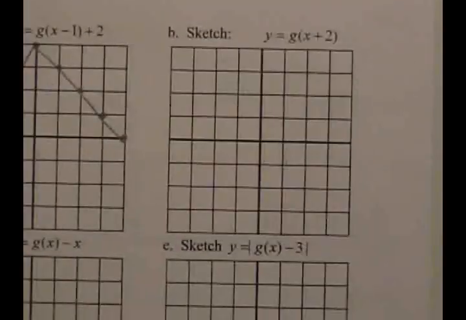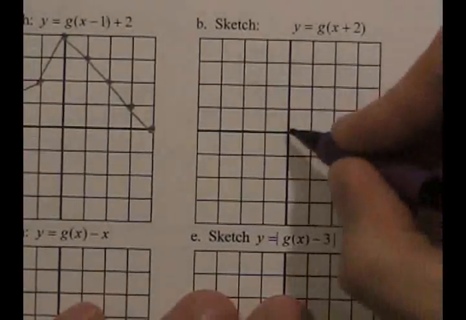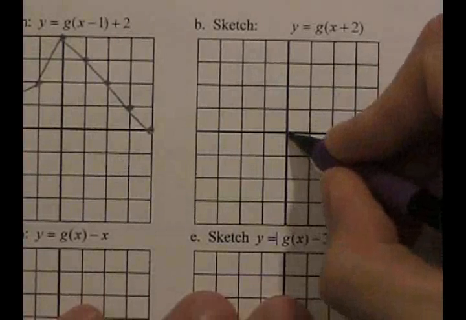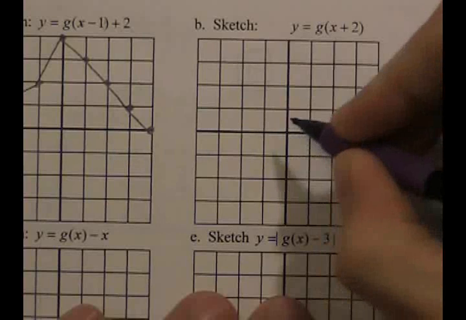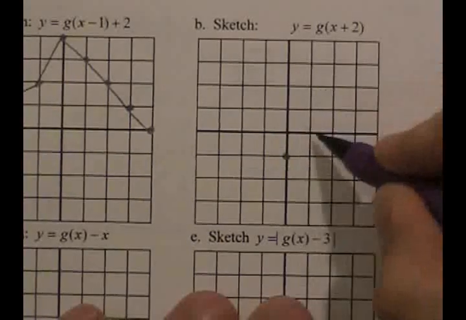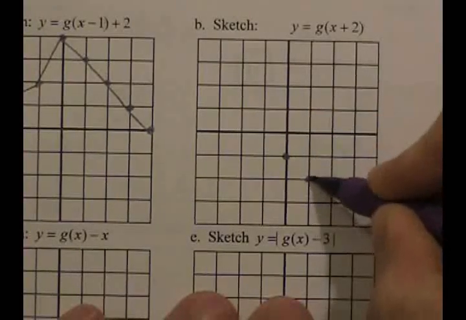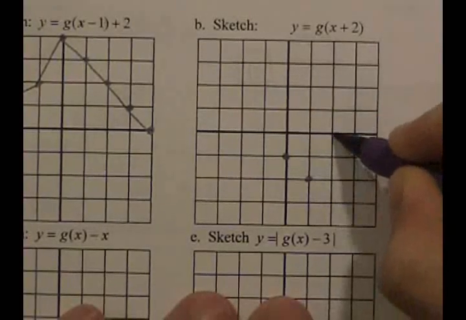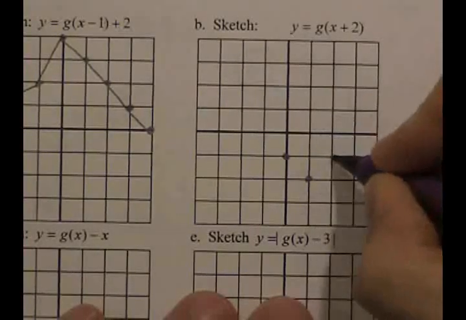This one is a little bit easier because it's just a two-stepper. You just have to add 2 and then do G. So I'll plug in 0. 0 plus 2 is 2. Look at the chart. G of 2 is minus 1. So I plot that. I'll plug in 1. 1 plus 2 is 3. G of 3 is minus 2. Plug that in. Plug in 2. 2 plus 2 is 4. G of 4 is minus 1.